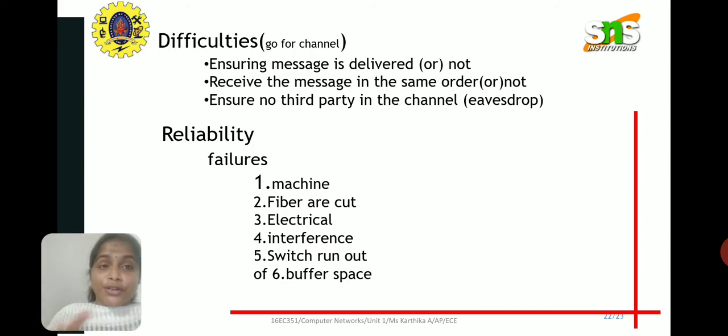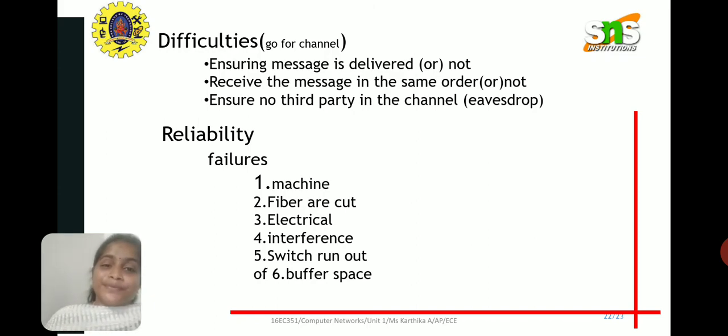First one is ensuring messages are delivered or not. It is a difficulty. And whether we receive the messages in the same order or not, we don't know whether the order from the sender is correct or incorrect. We don't know about that. And ensuring there is no third party in the channel. We don't know actually who is interrupting the service, who is getting the data, who is an intruder in that particular connection. We don't know that.